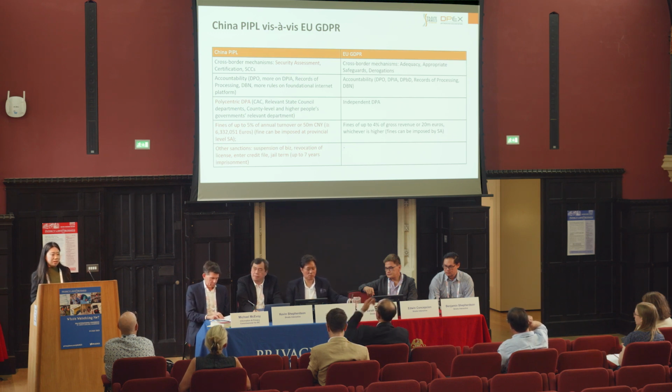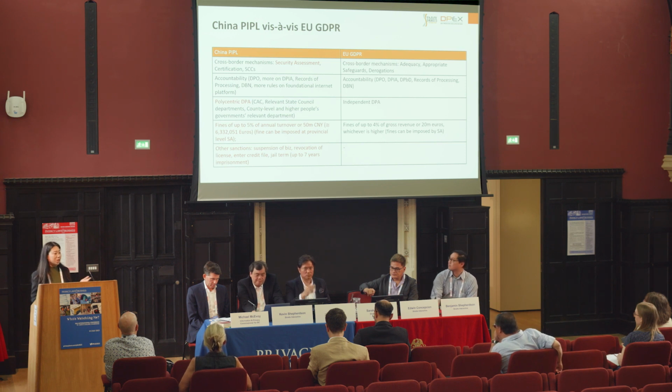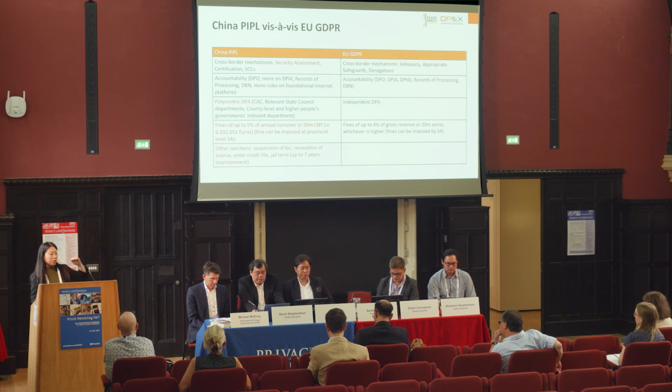Then who is going to regulate the data processing activities? As you can see here, it says the Polycentric Data Protection Authority, which means unlike the EU GDPR, where there is an independent supervisory authority, there are different levels. On the top, you have the Cyberspace Administration of China, which oversees overall planning. Then on the local level, you have the relevant departments for the specific regions. You also have different departments under the State Council for the respective industries.